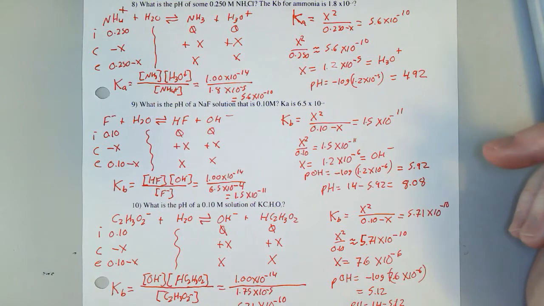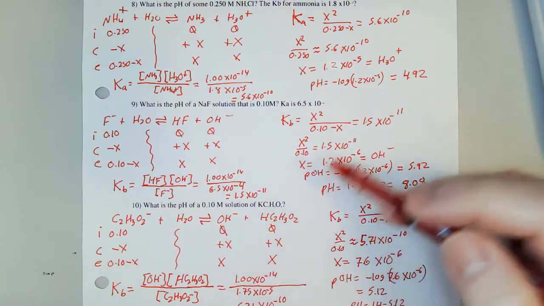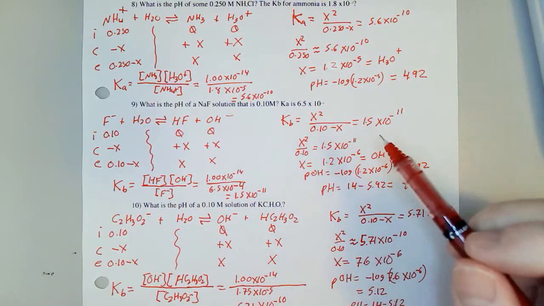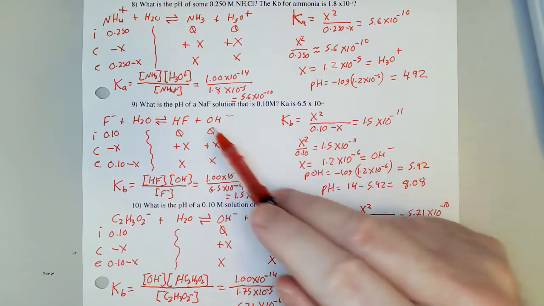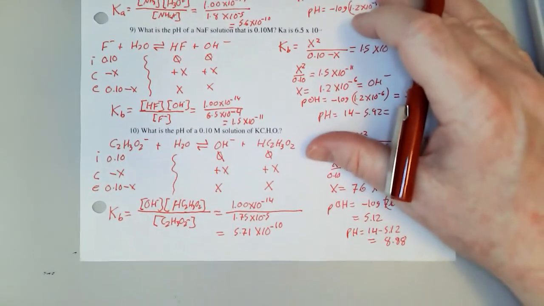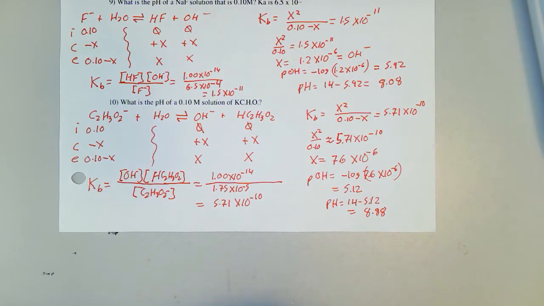I've got a slightly older version of this lecture outline floating around. If you had 11 questions on the page that you got, question 9 is actually a repeat. It's just instead of NaF, I did it with KF. So you get the same answer, actually. And then number 10 for an acetate right there.